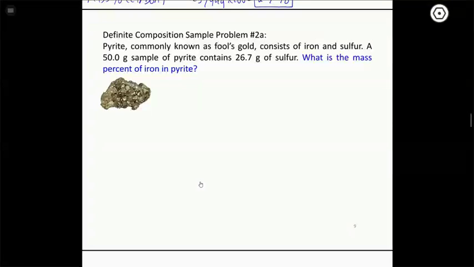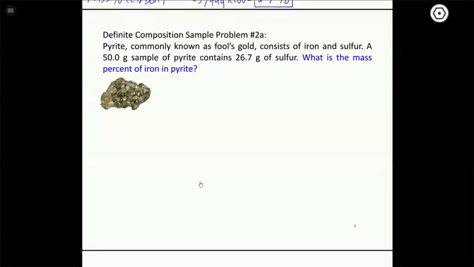So this is another very closely related problem. Let's say we have a sample of pyrite, which you may know of as fool's gold, and it consists of iron and sulfur. Those are the only two elements in that compound. If we have a 50-gram sample of pyrite, it contains 26.7 grams of sulfur. What is the mass percent of iron in pyrite?